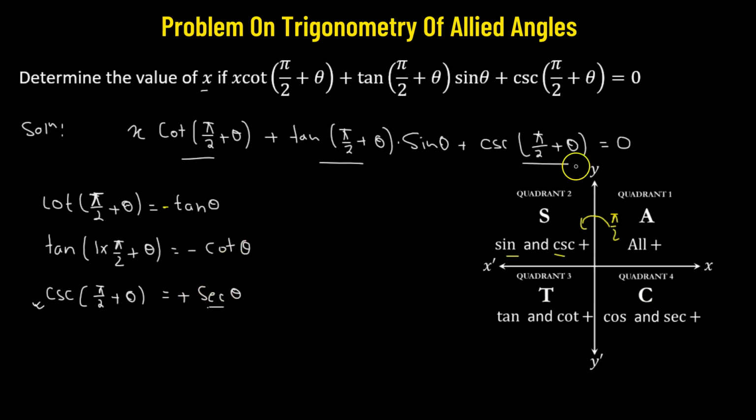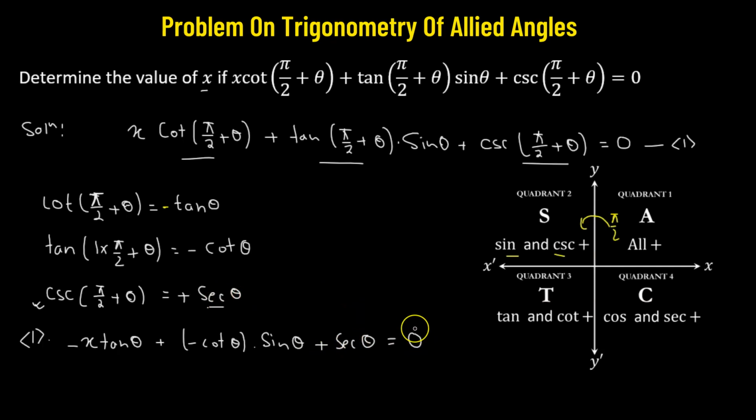Now that we have the simplified values, we label this as equation number 1. We can rewrite equation number 1 now as x times cotangent of pi over 2 plus theta, so that's simply negative tangent theta. So we have negative x times tangent theta plus tangent of pi over 2 plus theta, so that is negative cotangent of theta multiplied by sine theta. Then we have cosecant of pi over 2 plus theta, so that's positive secant theta. This is equal to 0.